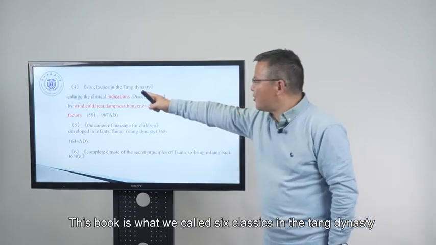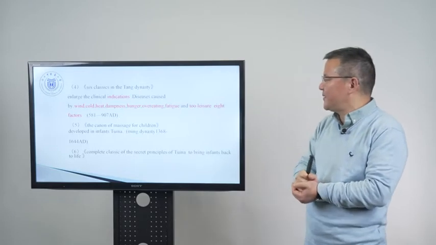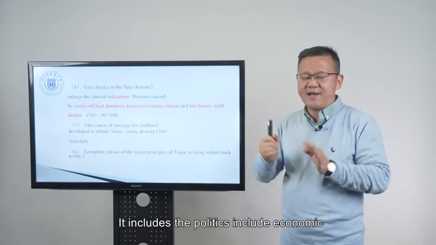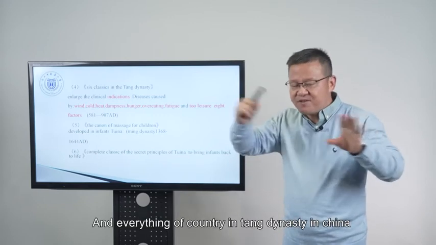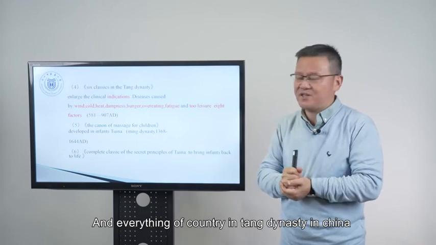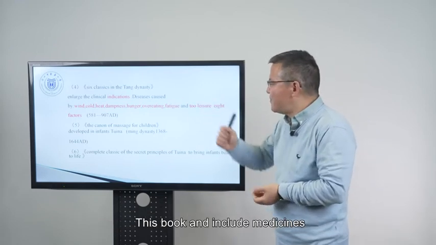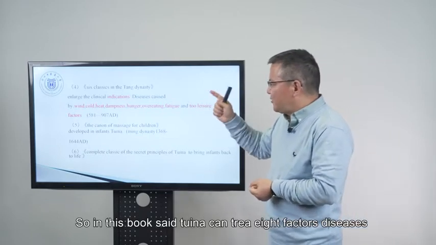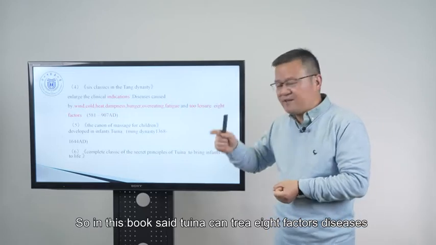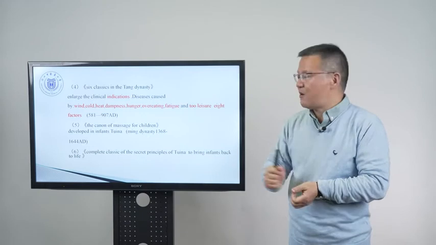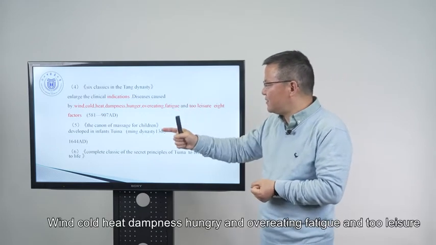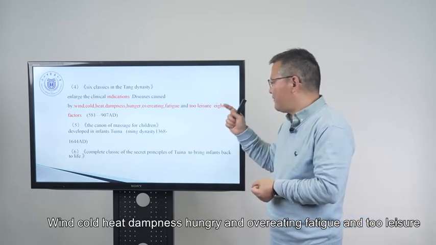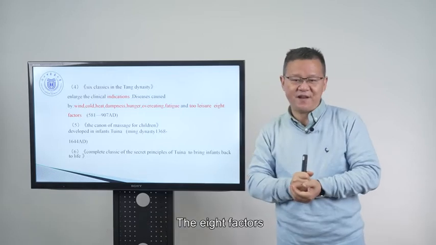Another book I want to show you is what we call the 6th classic of the Tang Dynasty. Why do I want to mention this book? Because it is a very big book, including the policy, economy, and everything of the country in China, and it includes medicine. In this book, it says Tuina can treat diseases from the 8 factors. What are the 8 factors? Wind, cold, heat, dampness, hunger, overeating, fatigue, and leisure.